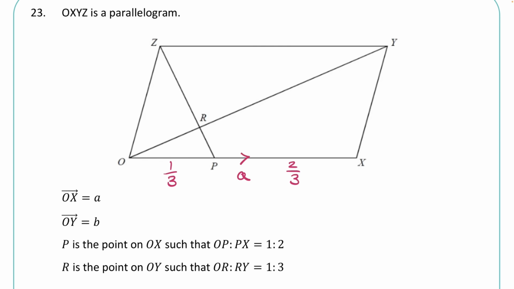We also have O to Y is the vector B, and we are told that R is the point on that, such that O to R and R to Y is in the ratio 1 to 3. So that's going to split it in the ratio 1/4 to 3/4. So that's all the information that we've been given.